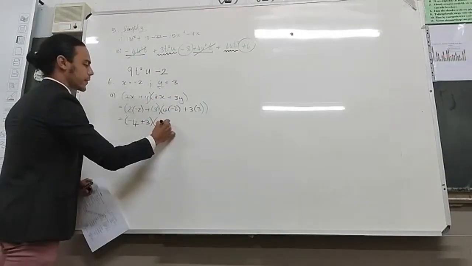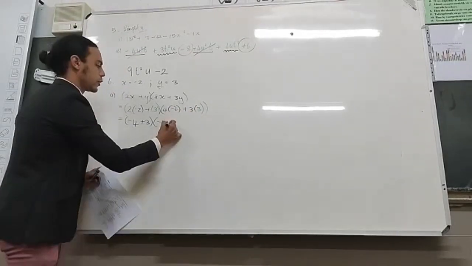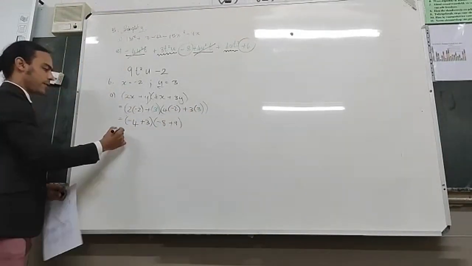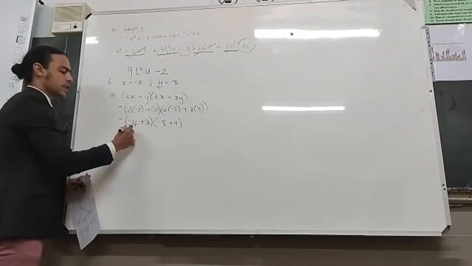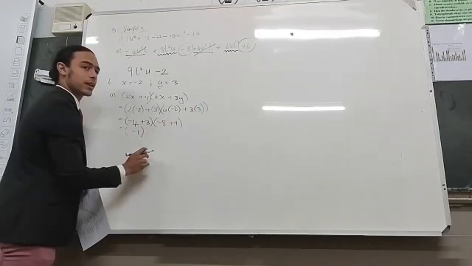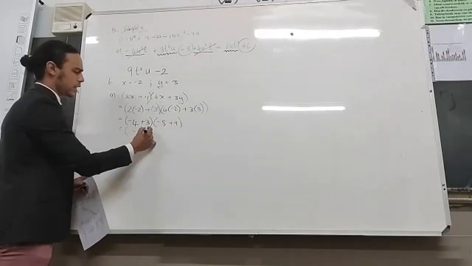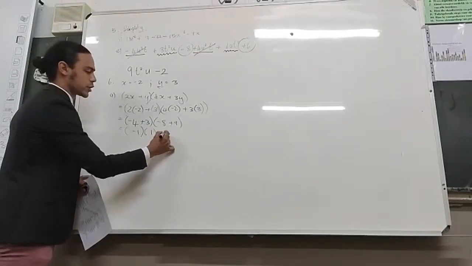Dante says it's negative 8. Thank you, Dante, for that answer. Plus 3 times 3 is equal to plus 9. We simplify within the bracket still, because we can do that with constant terms. So negative 4 plus 3 is equal to negative 1. And then negative 8 plus 9, I think the answer is 1. So 1 times negative 1 is equal to negative 1.